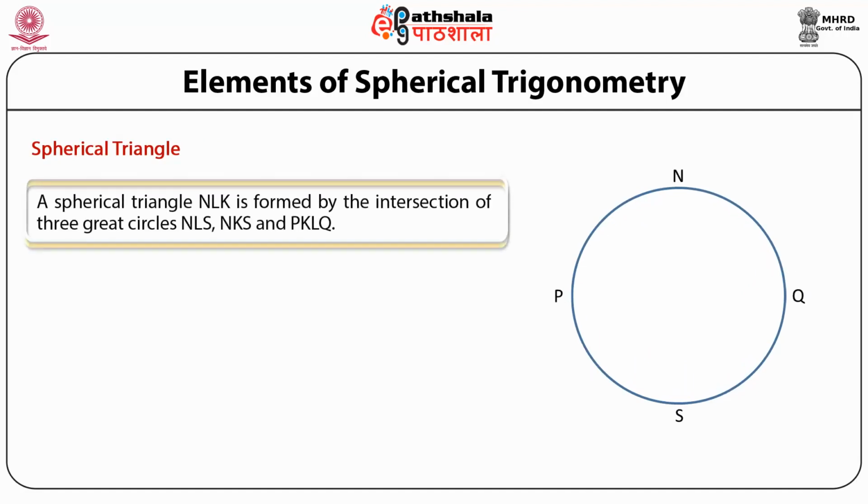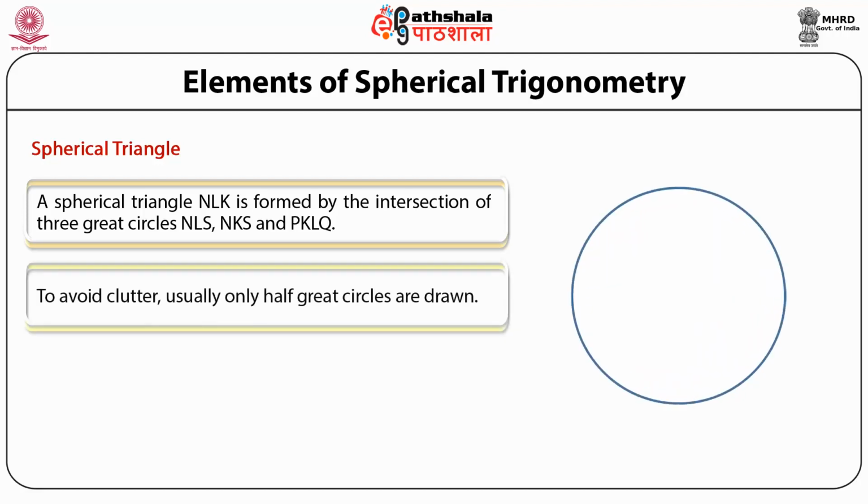A spherical triangle, which is shown in the picture, NKL, is formed by the intersection of 3 great circles, which are NLS, NKS and PLQ. We have not shown the full circles NKS and NLS to avoid clutter. These three great circles intersect to form a spherical triangle NKL.